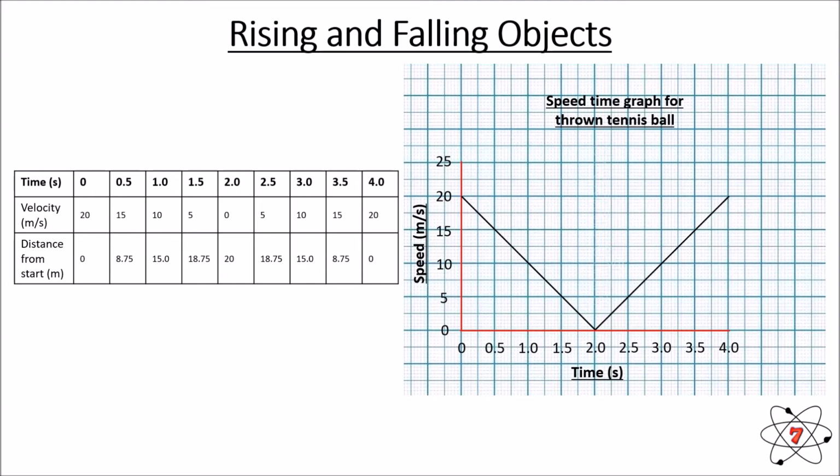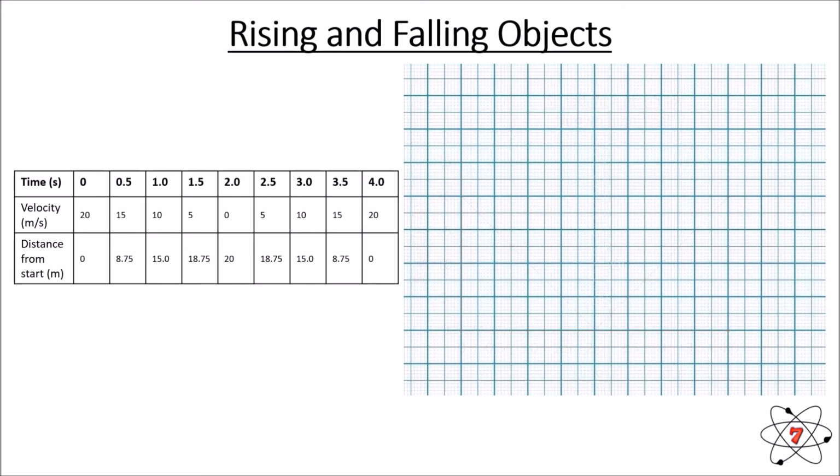As the ball reaches its peak at 2 seconds, it starts to fall back downwards, and it accelerates at a constant rate of 10 meters per second squared. So we see we have a straight diagonal line showing we have a constant rate of acceleration. Now we can also show the path of this ball using a distance time graph.